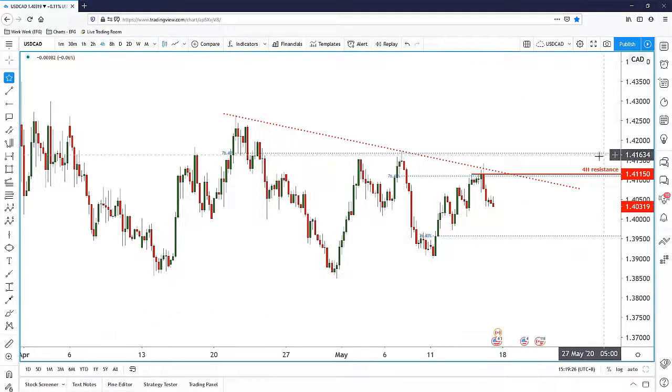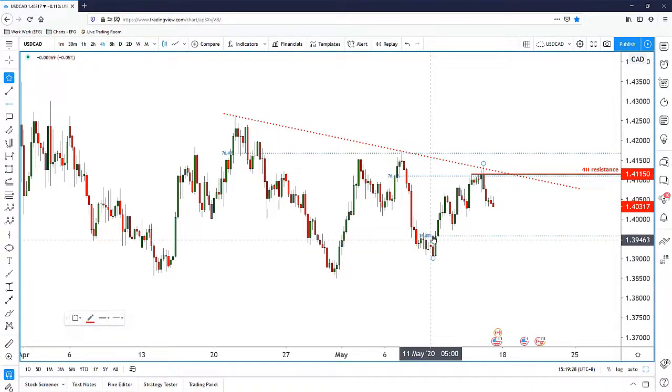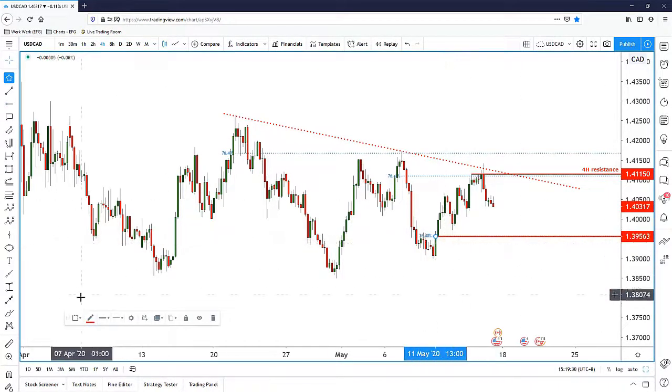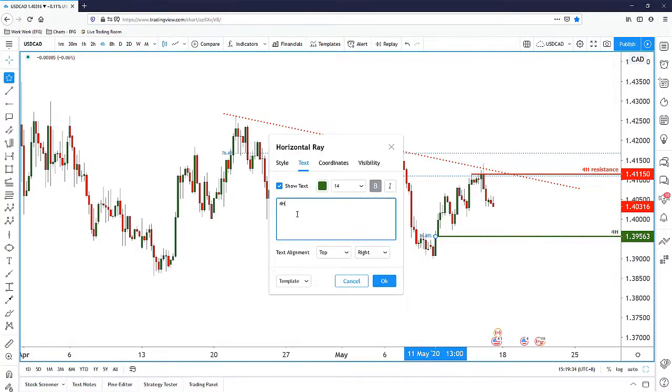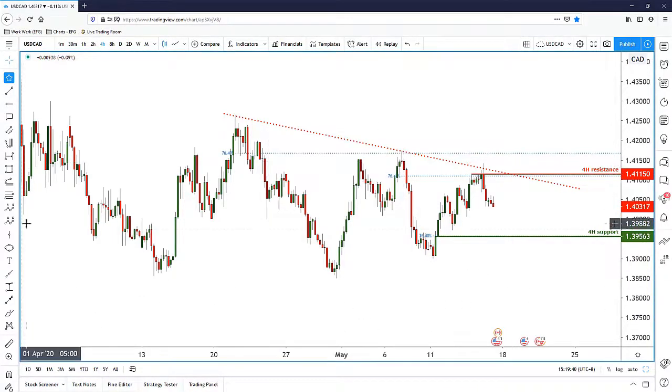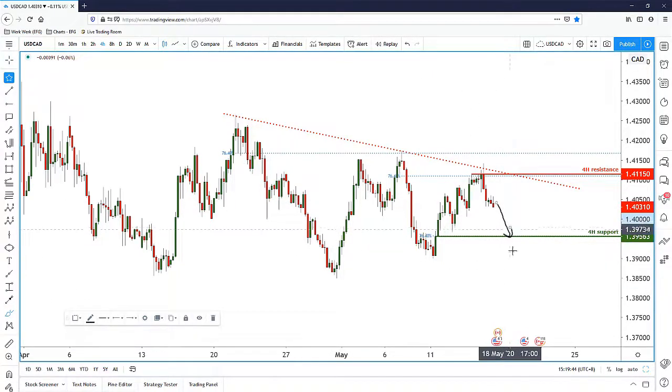Right, and then we have a support level here at the 7640 level. Let's call this the 4-hour support. Now, what we're expecting price to do is to make a push down towards this 4-hour support level.